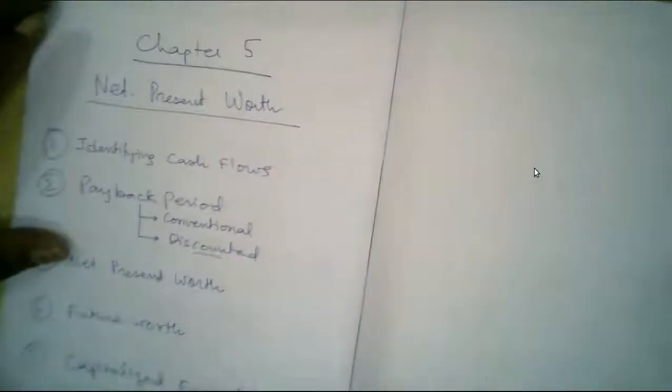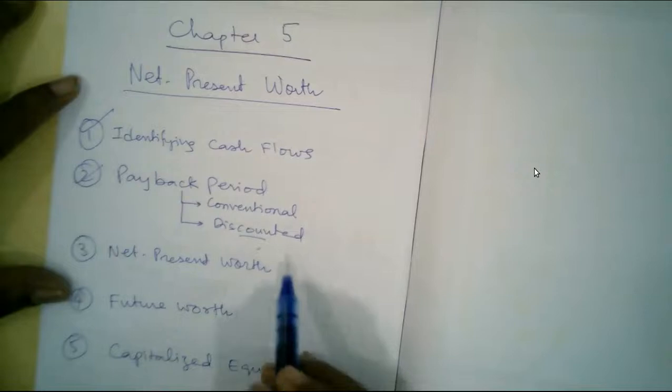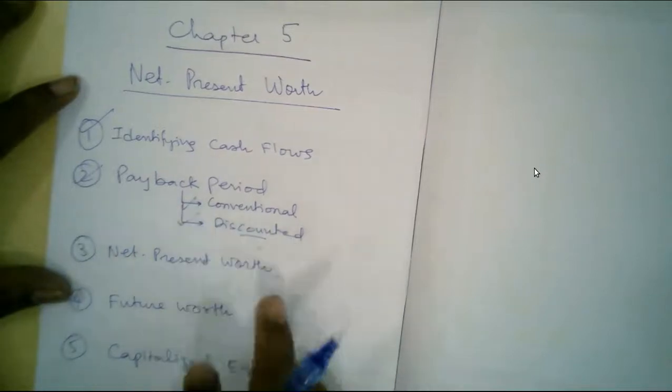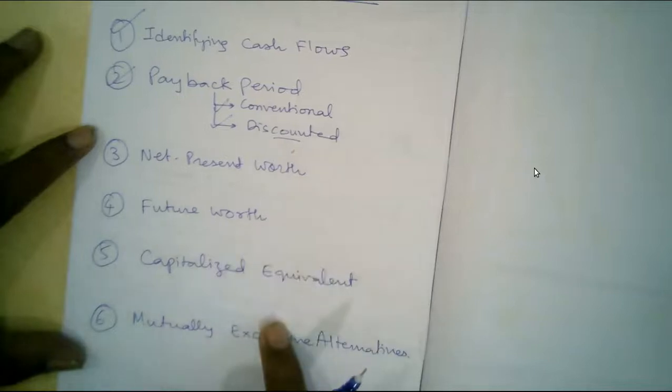So this is about the first part, that is identifying the cash flows and calculating the payback period, both conventional and discount. Okay. Next, we will do some more problems on these other topics.